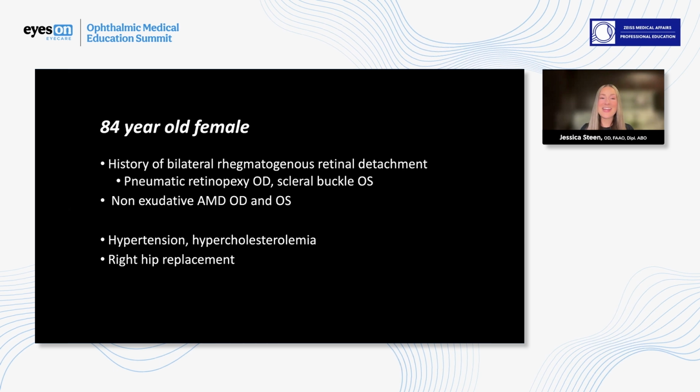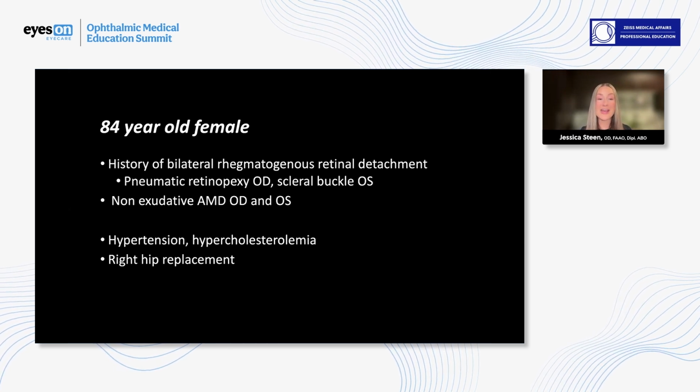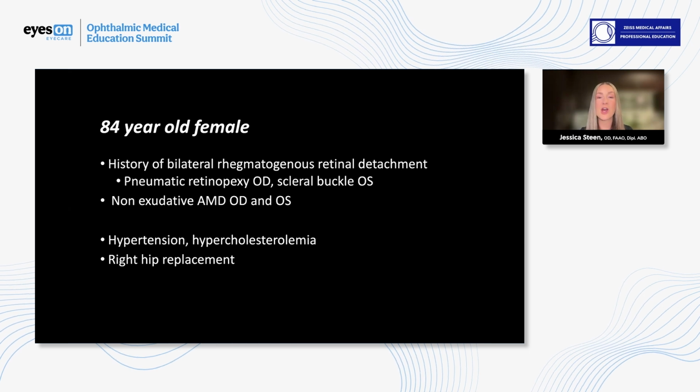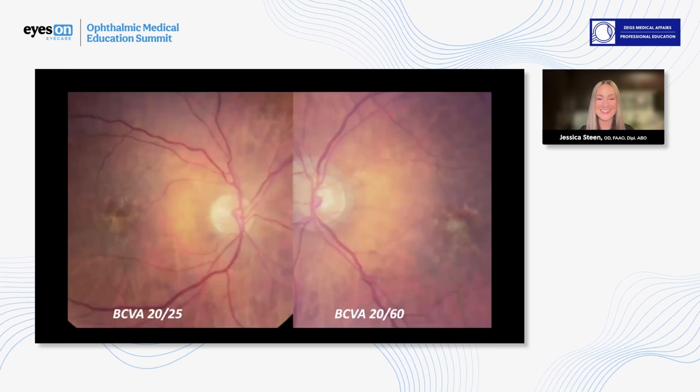Now, let's look at this 84-year-old female. She has a history of bilateral rhegmatogenous retinal detachment and known history of non-exudative AMD in each eye. She has hypertension and hypercholesterolemia and a brand new hip on the right side.